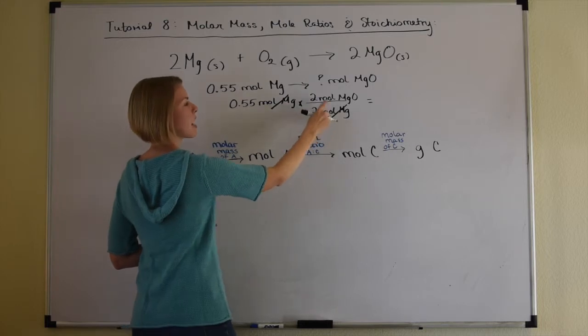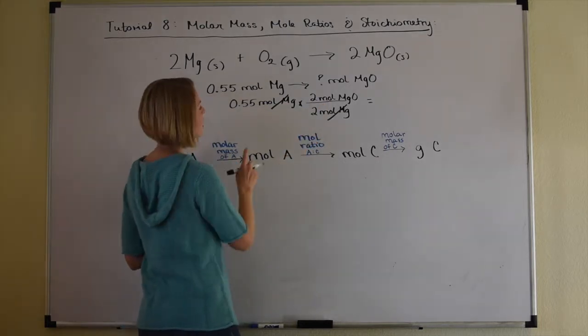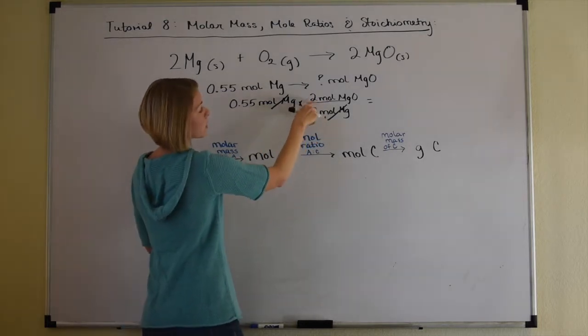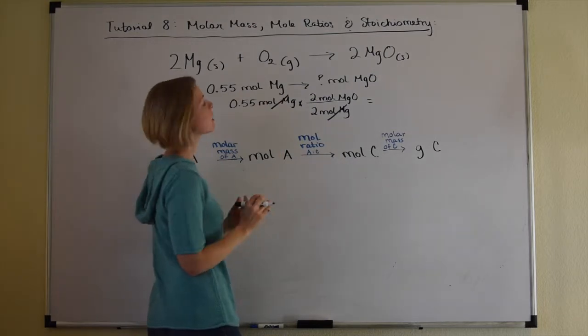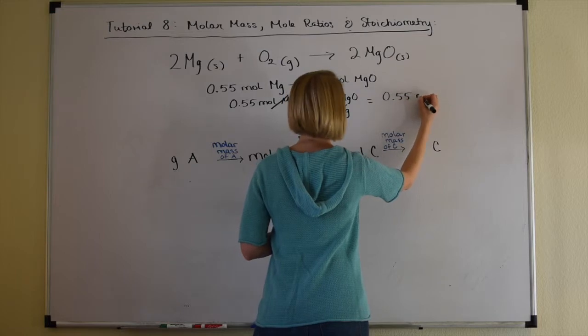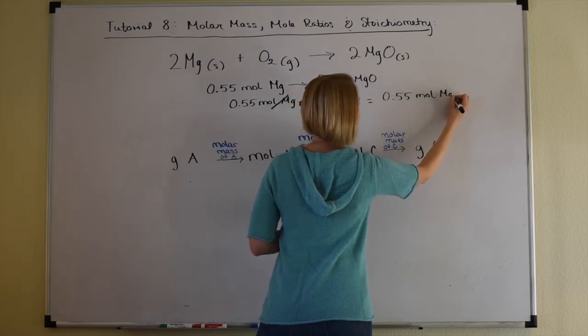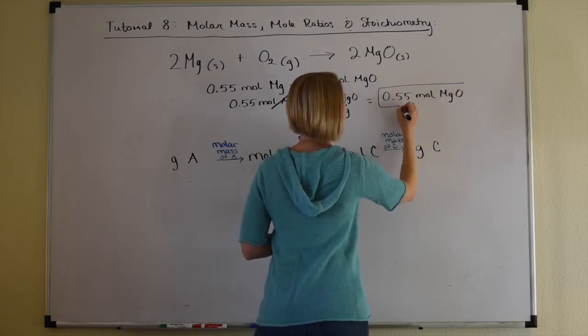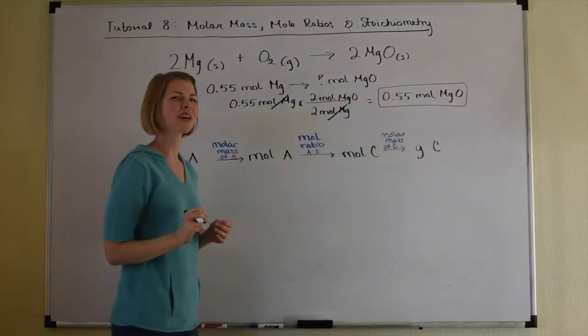Moles of magnesium cancel out, you're left with moles of magnesium oxide. It's a 2 to 2, which means we're just really multiplying by 1. So the answer is just 0.55 moles of magnesium oxide. Okay. Let's make it a little bit harder.